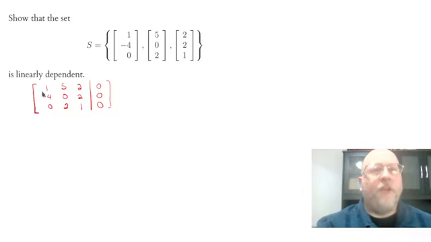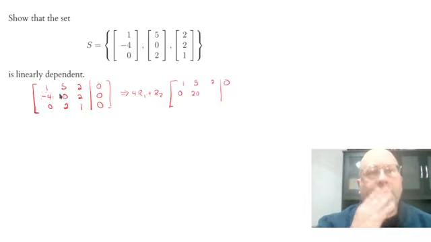So I want to change this -4. We're going to take 4 times row 1 and add it to row 2. And that's going to give me 1, 5, 20. 4 and -4 cancels. 20 and 0 is 20. And 8 and 2 is 10. And then the bottom row is 0, 2, 1, 0.